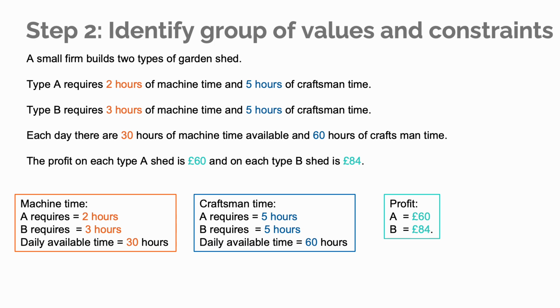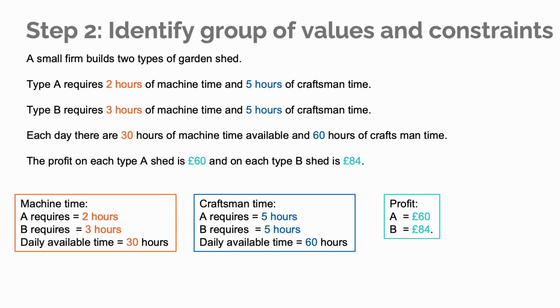We can't go more than 30 hours. In the same way, when we look at the craftsman time, for A it is 5 hours and for B it is also 5 hours. However, we are constrained to 60 hours of craftsman time. With this in mind, we can form an inequality with 5 hours of craftsman time from A and 5 hours of craftsman time from B, which is restricted to 60 hours. That one too cannot be more than 60 hours. So we are going to use the same inequality sign, less than or equal to.